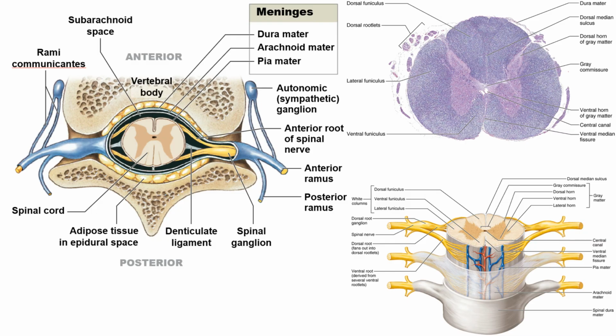Finally, we have the protective meninges and their associated spaces. From the outer layer inward, identify the epidural space, the dura mater, the subdural space, the arachnoid mater, the subarachnoid space, and the delicate pia mater, which sits directly on the cord.